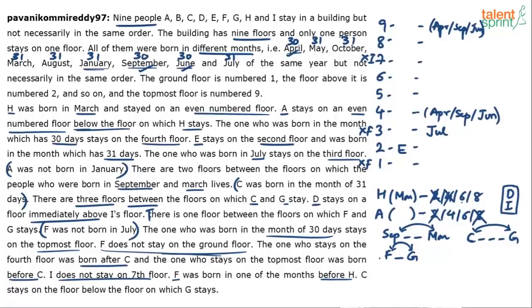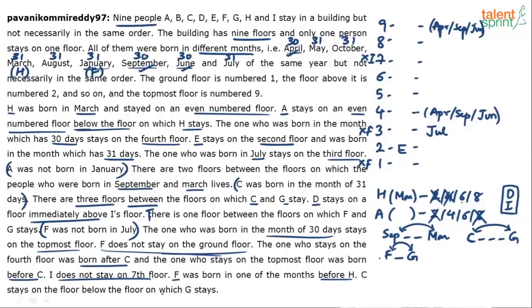Indirectly we know that F was born in Jan, right? One of the months before H. H is March. So F should be Jan. F has to be in the month of Jan. So this is for F, we can say. March is for H, that we already know.